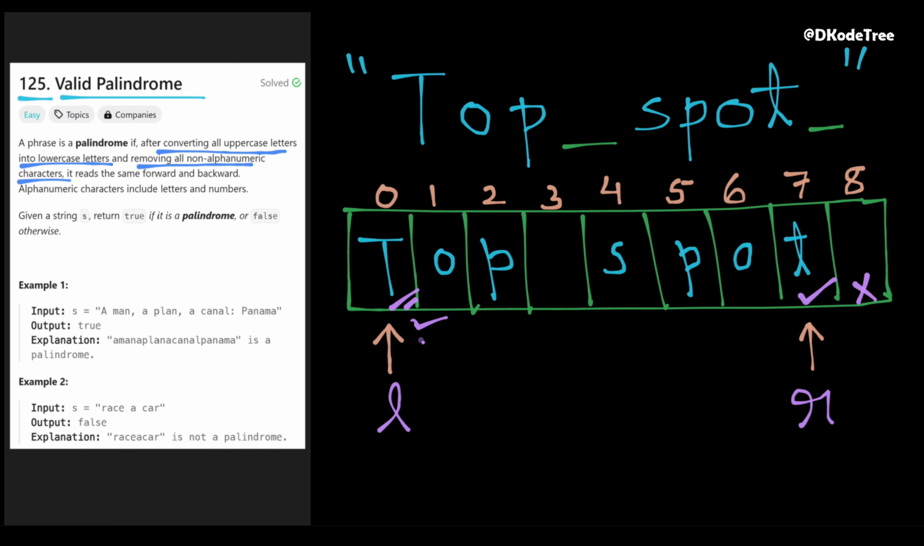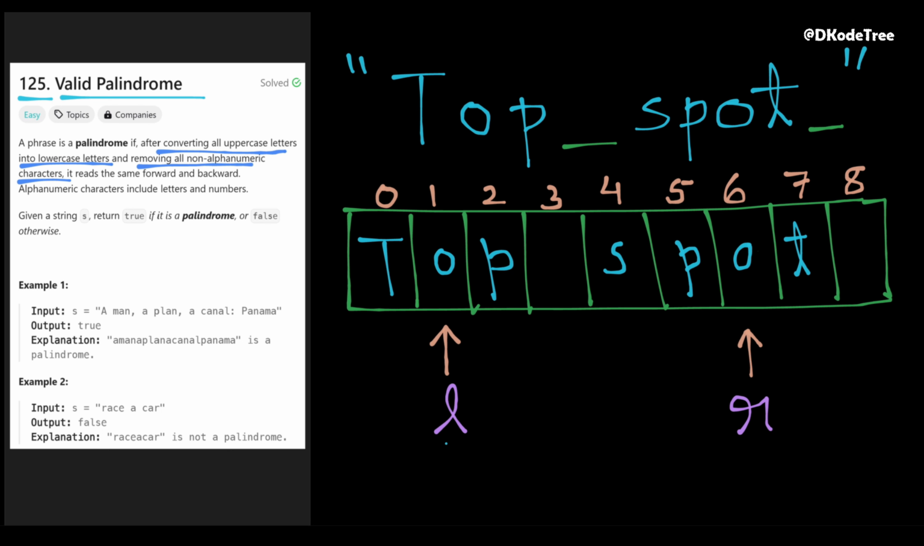Now we will compare the lowercase version of the values at the left index and right index. As both are t, they match and we can move towards our next iteration. That is, we will move left by 1 and right by 1. Next, our left and right both are pointing to O, which again matches, so we can move them inwards again, incrementing the left pointer and decrementing the right pointer.